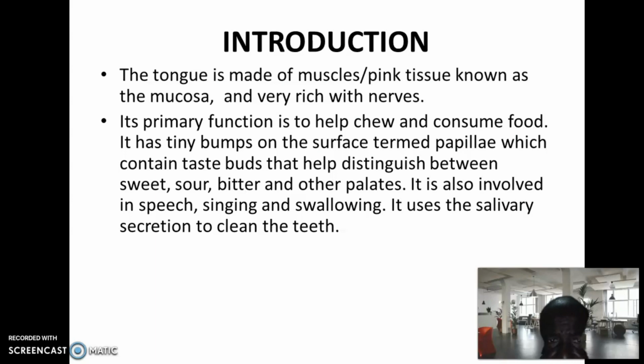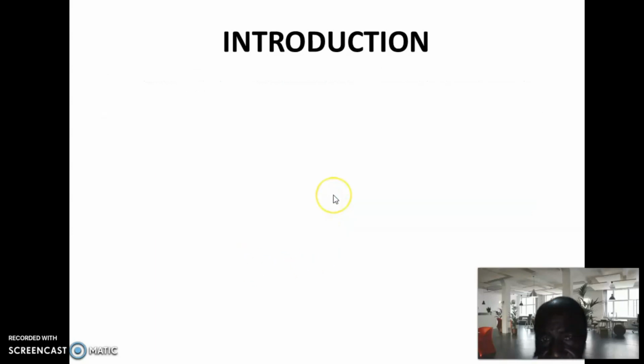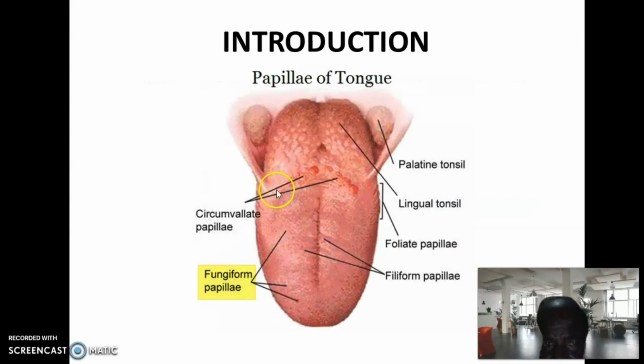It has tiny bumps on the surface, termed papillae, which contain taste buds that help distinguish between sweet, sour, bitter, and other palates. It is also involved in speech, singing, and swallowing. It uses the salivary secretion to clean the taste. This is the picture of the tongue, the big taste bud. That's when you really know the bitter taste. And these are all tiny.